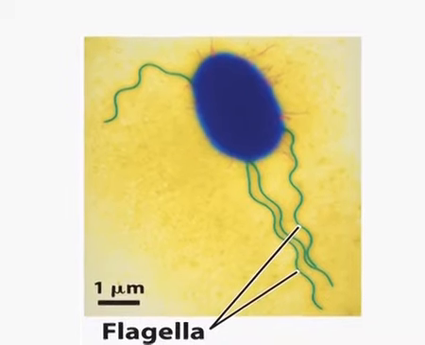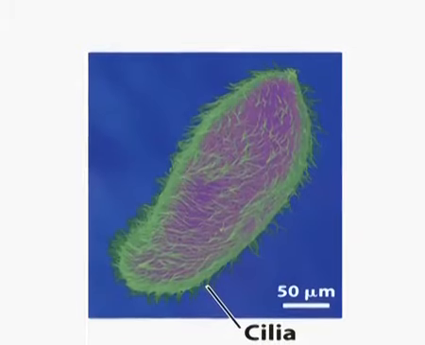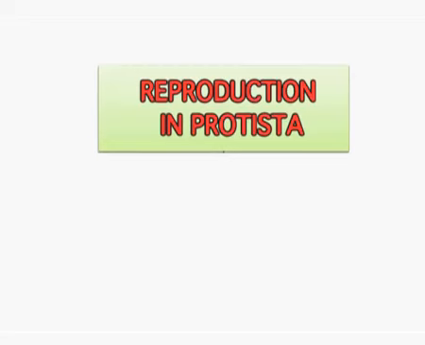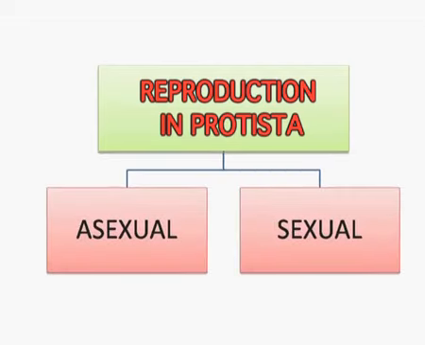Locomotion in these protistans is either by flagella or cilia or pseudopodia. And reproduction is either asexual or sexual. Just like the monerans, they too have a diversified nutritional mode. They can either be autotrophic or saprophytic or parasitic, or they can feed on other organisms.